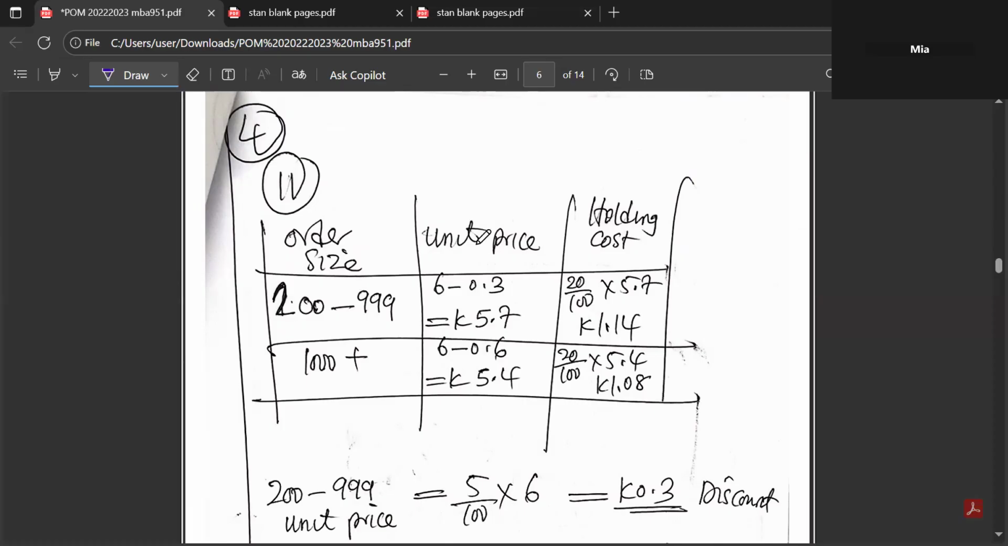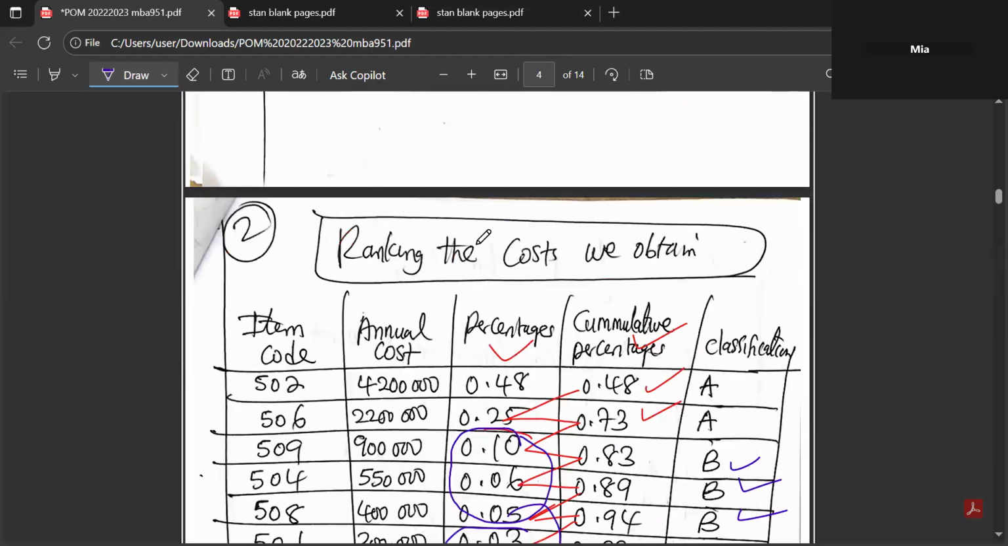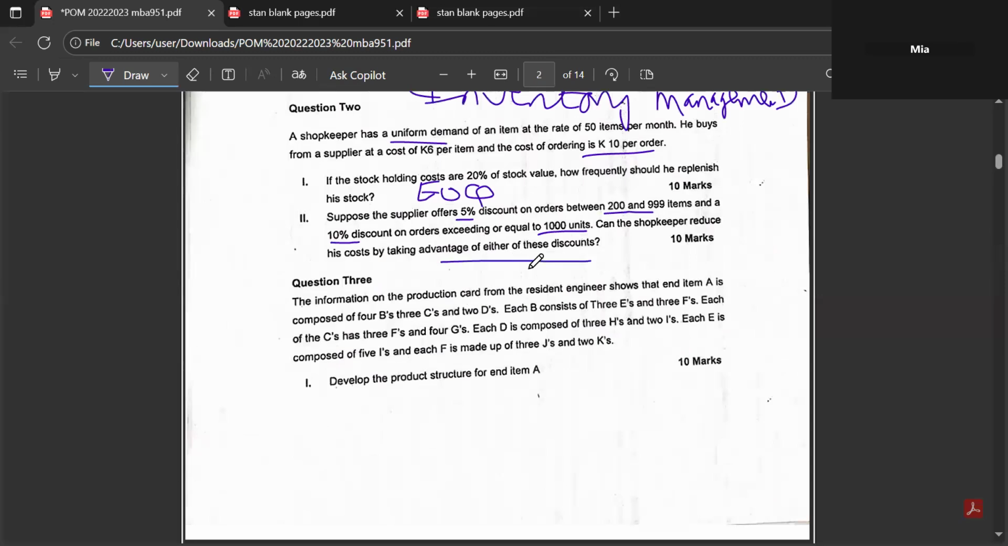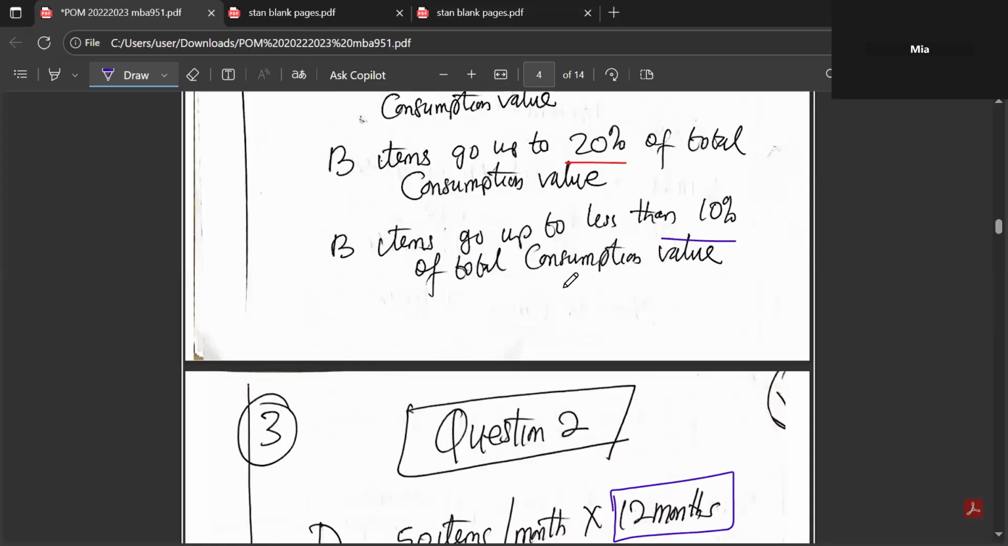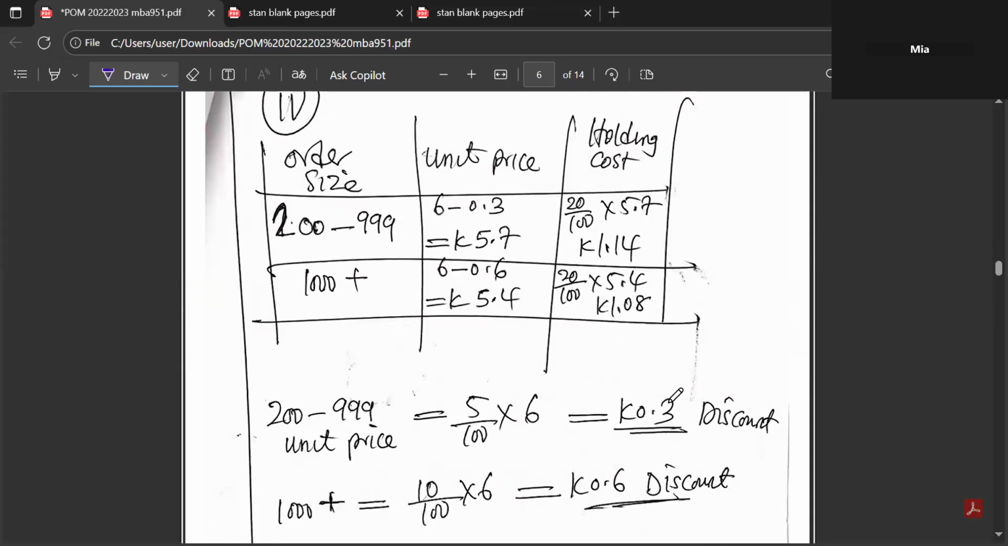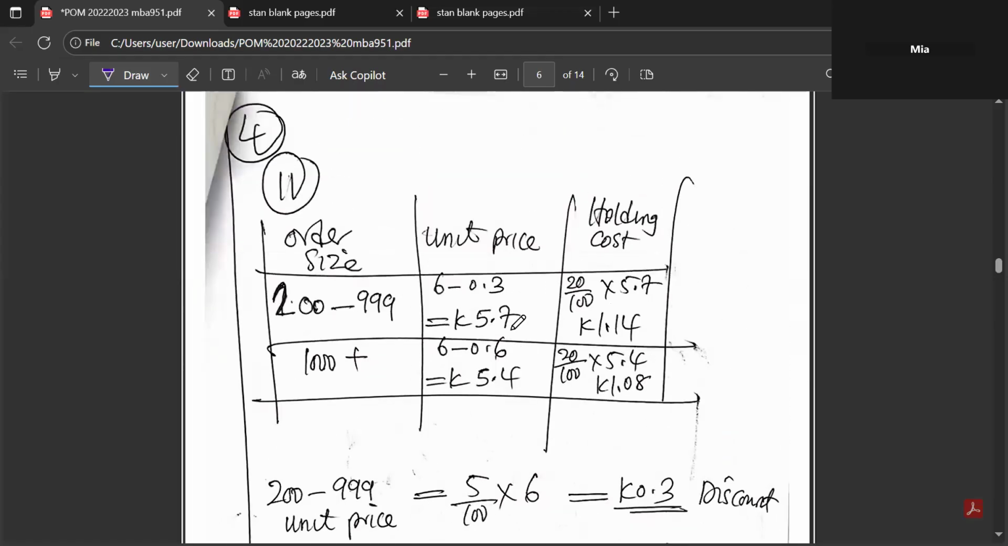So the order size will be, the discount given is 5% for orders between 200 and 999 and 10% for exceeding 1,000. So let's find the discount. So the discount in this case will be 5% of 6 is 0.3 for this order size. And then for 1,000 or more, it's 10%, which is 0.6. So we're subtracting to find these unit prices.